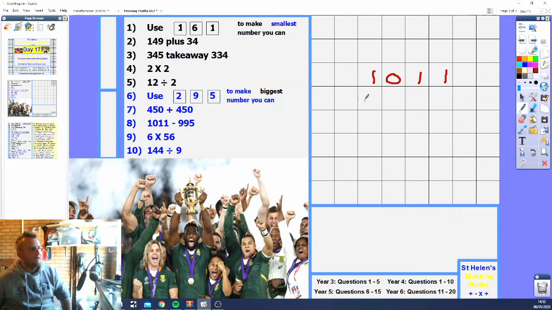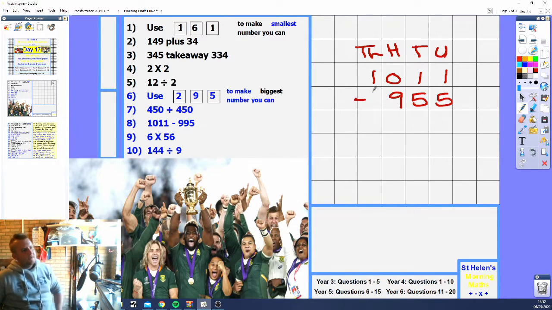1011 minus 995. Okay, please make sure you are putting the numbers in the right columns. I'm going to put the hats and caps again. I think it's important for us to continue doing that. Okay, so the 1000s in the 1000 column, etc., etc.